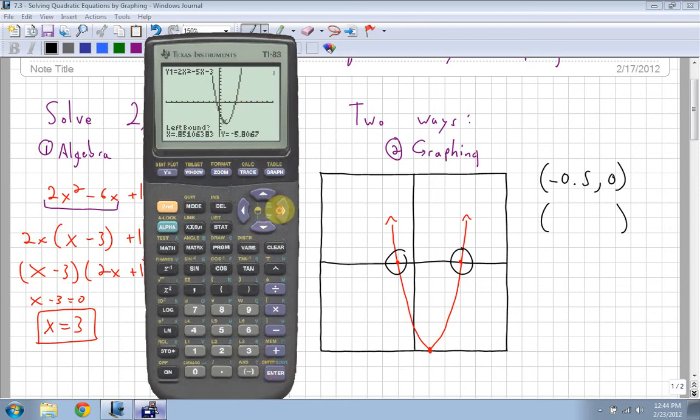So left bound, I'm going to have to be to the left of that 0. So there's the 0, and then to the left is just below. The right bound is going to be above a little bit. Press enter. Guess. Gives me an answer of 3, 0.